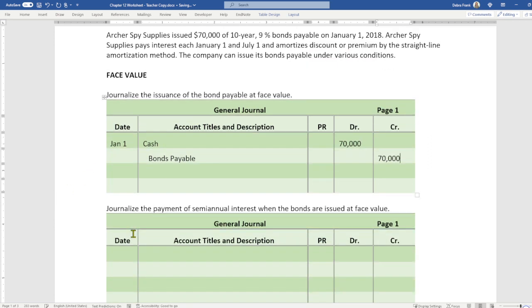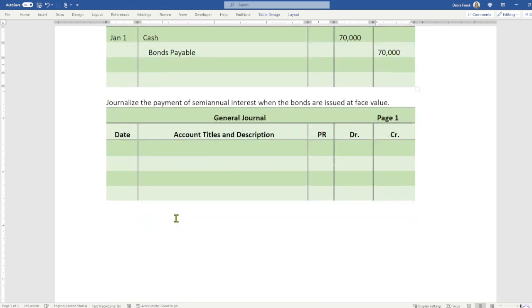And now we're going to go ahead and record the semi-annual interest on the bonds that were issued at face value. So not too bad. As a reminder, to calculate interest, we would do our principal times rate times time. And I always shorten it to just being P R T.